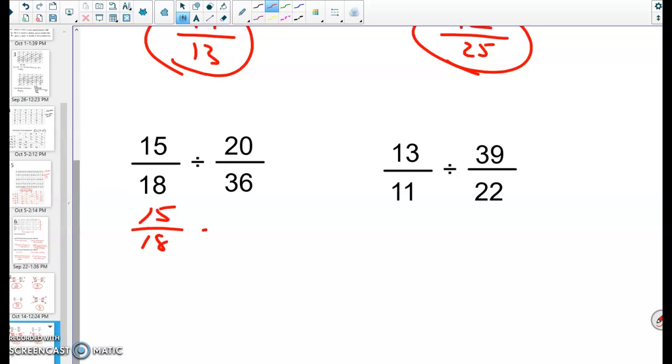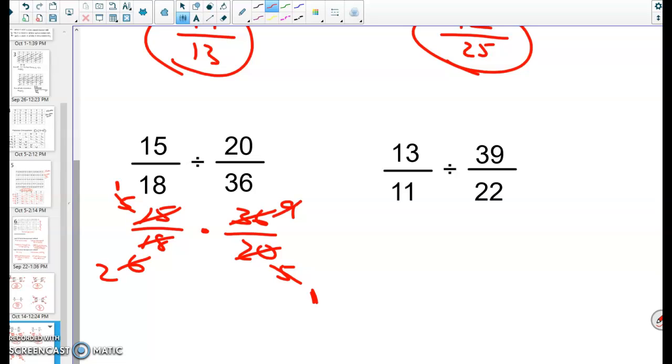15 over 18 times 36 over 20. Keep, change, flip. This reduces to 5/6. This reduces to 9/5. Now we look diagonally. 5 goes into 5 once, 5 goes into 5 once, 3 goes into 6 twice, 3 goes into 9 3 times. And we get 3 over 2.